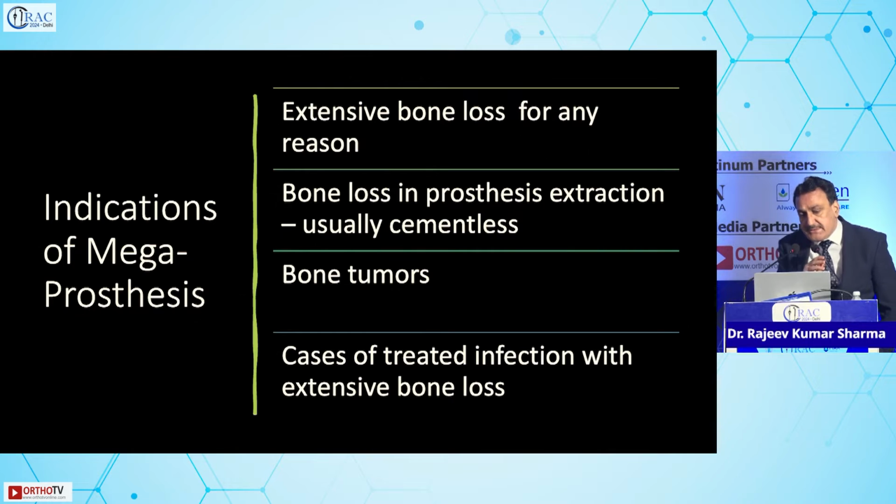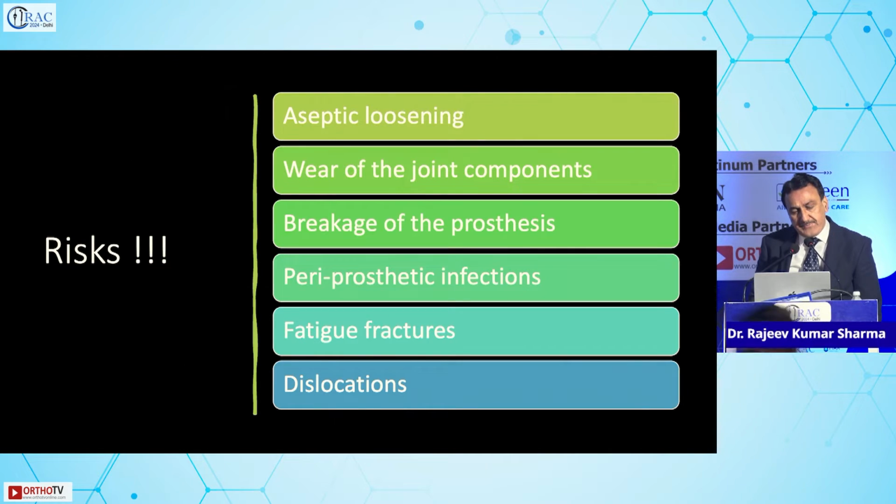Indications of mega prosthesis are extensive bone loss for any reason, bone loss in prosthesis extraction, usually cementless prosthesis extraction, bone tumors, and cases treated for infection with extensive bone loss.